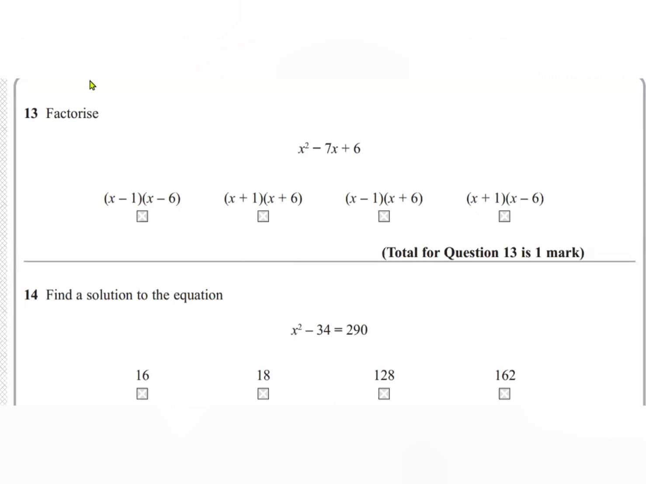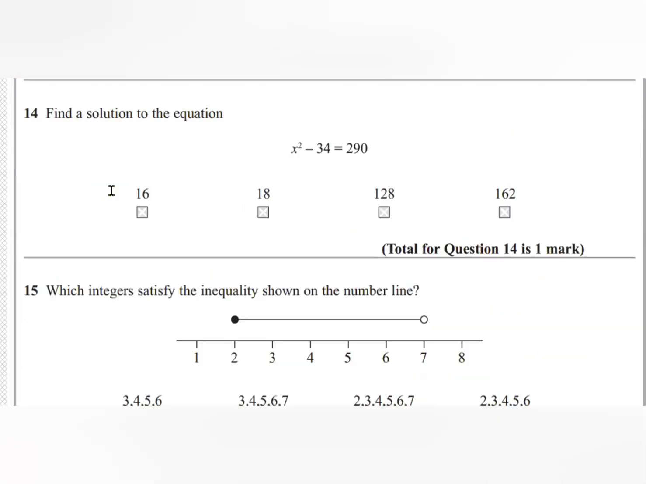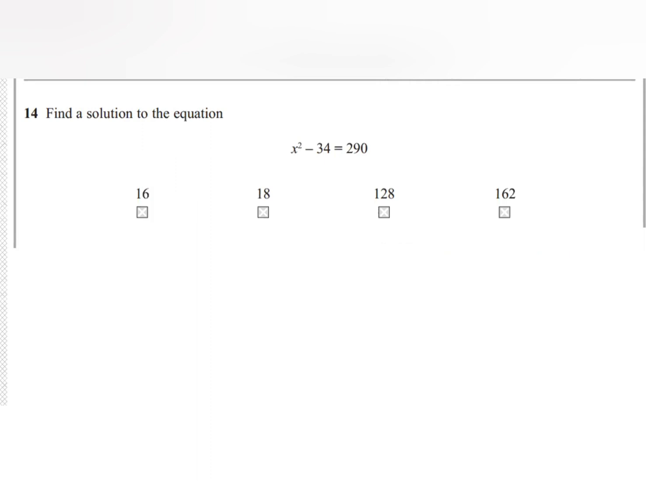You have to focus on the steps. Question 14, find the solution to the equation. Now, let me first cover this so we can use the space. X squared minus 34 equals 290.